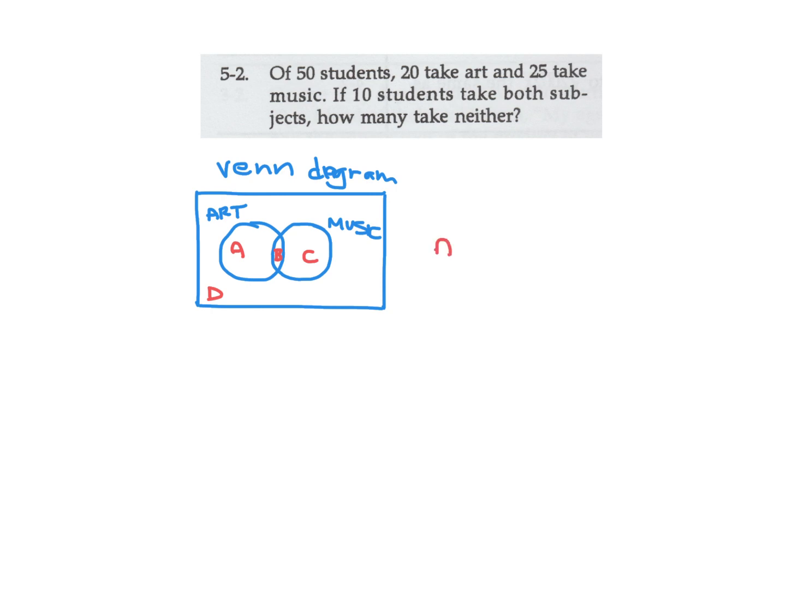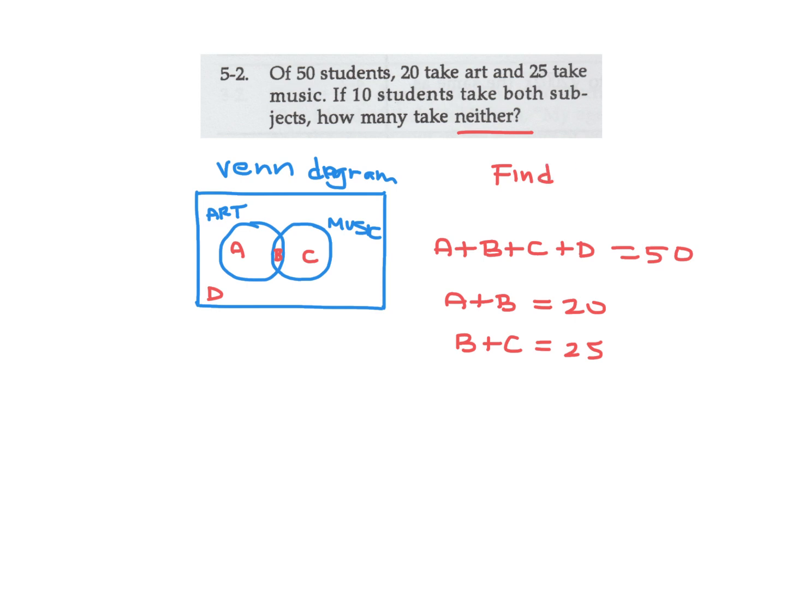So based on our question, A plus B plus C, all the students are 50. And then A plus B is the art circle, that's 20. And then B plus C, that's the music circle, and that is 25. And then we are trying to figure out neither, so basically we're trying to find D. Okay, that shouldn't be a problem. So let's see here. What's the first step?